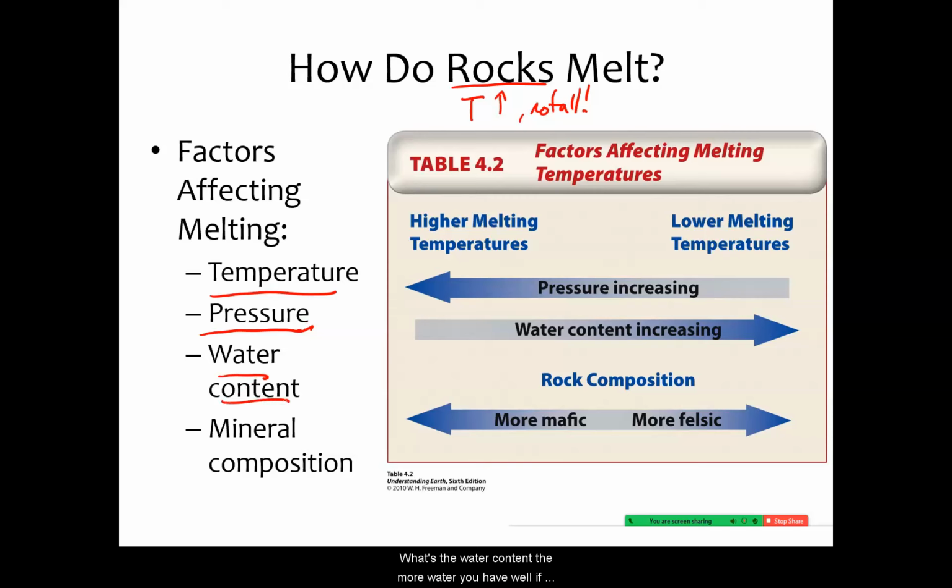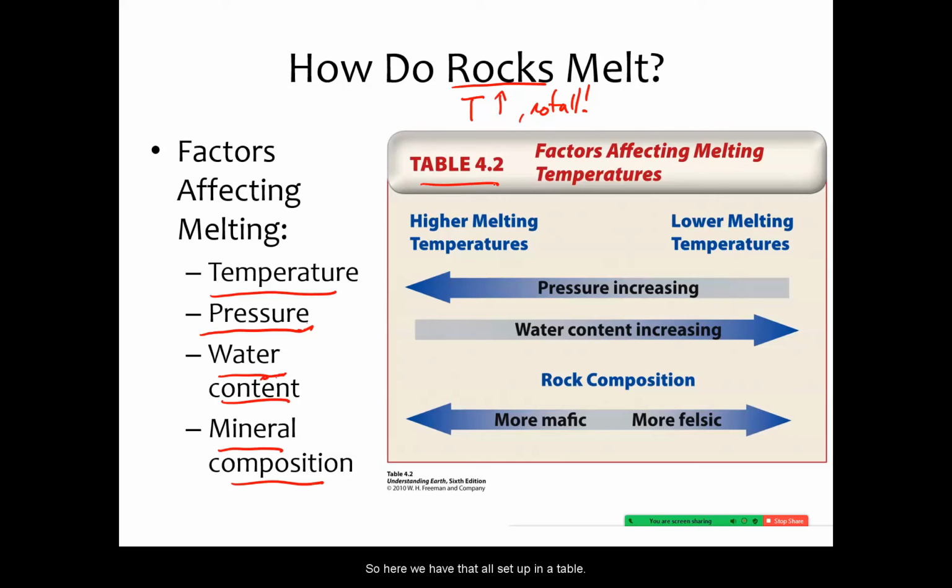Also, water content. Water tends to want to be a liquid, and water also helps the ions and the molecular components of a melt move around a little bit. So the more water you have, the more likely it is for things to melt. Also, mineral composition is going to matter too. As it turns out, mafic material takes a higher melting temperature than felsic materials do.